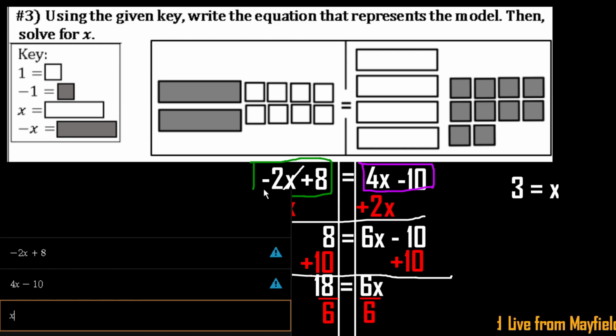So I said, I think x equals 3. Since these two lines are equal, meaning the -2x plus 8 equals 2, and the 4x minus 10 also equals 2, we know that we have a balanced equation, meaning both sides are equivalent.